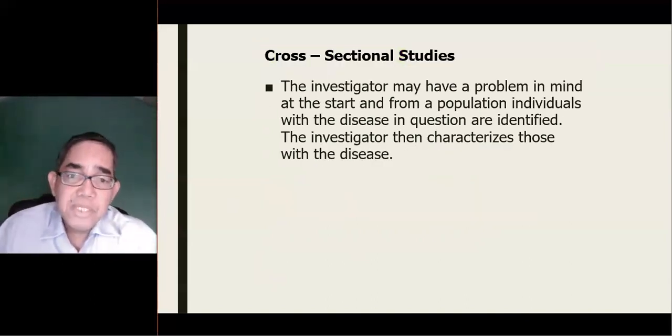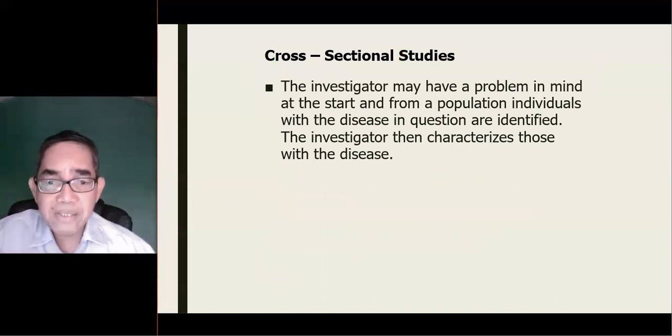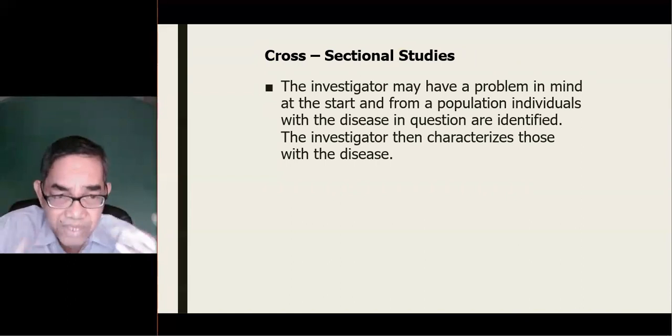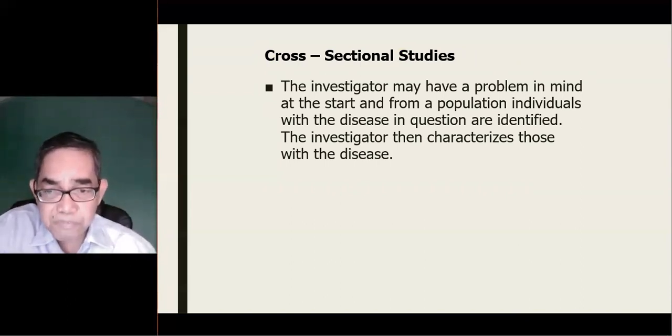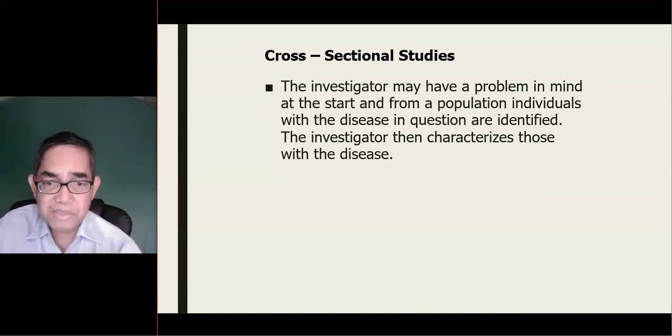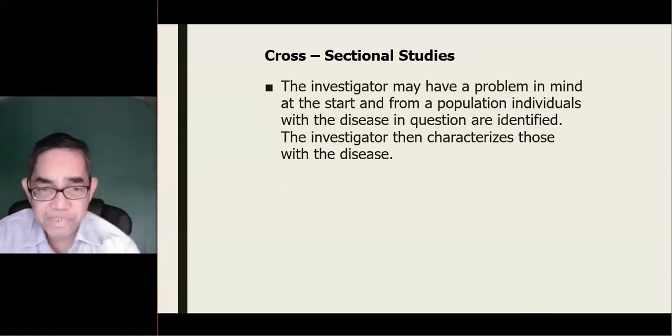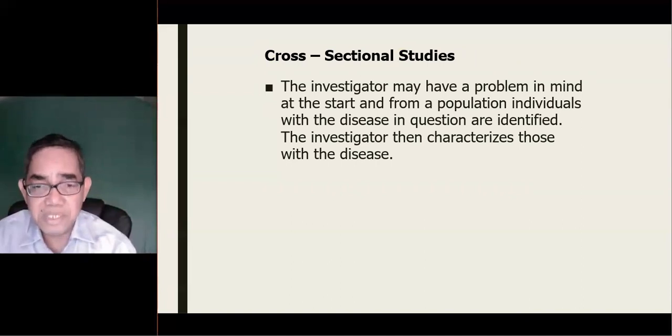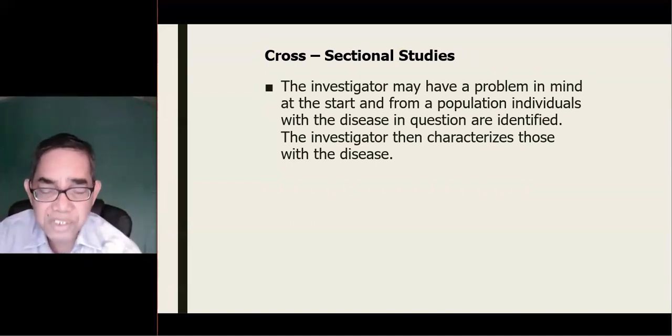And I will be giving more explanation of this prevalence of the disease when we talk later on of analytic studies. Now, in a cross-sectional study, the investigator may have a problem in mind at the start, and from a population, individuals with the disease in question are identified, and then the investigator characterizes those people with the disease. So he makes a description of the different characteristics of the people with that disease. That's a cross-sectional study, looking into their characteristics at one particular point in time.